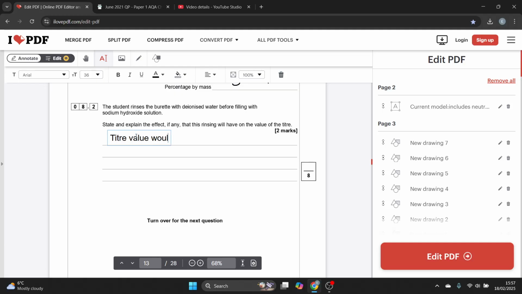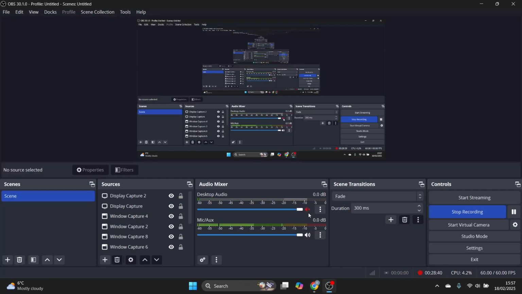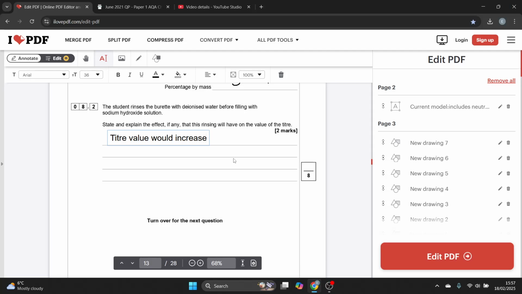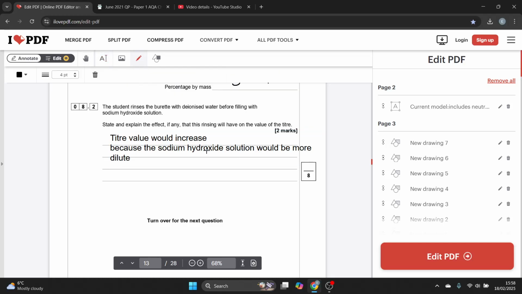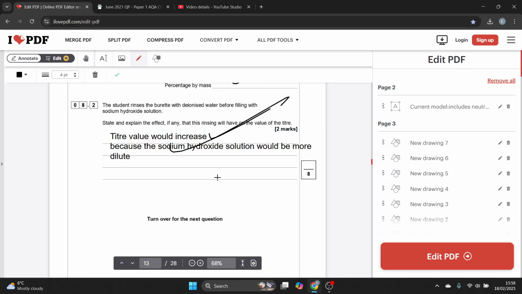Titer value would increase because the sodium hydroxide solution would be more dilute.